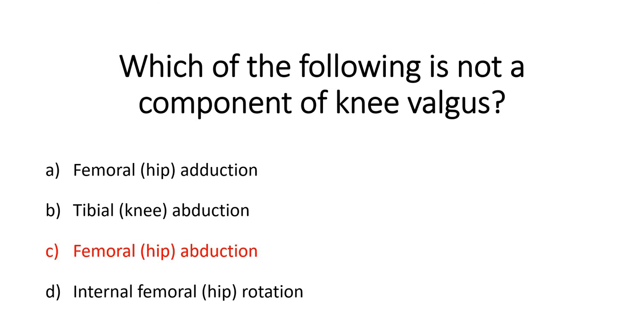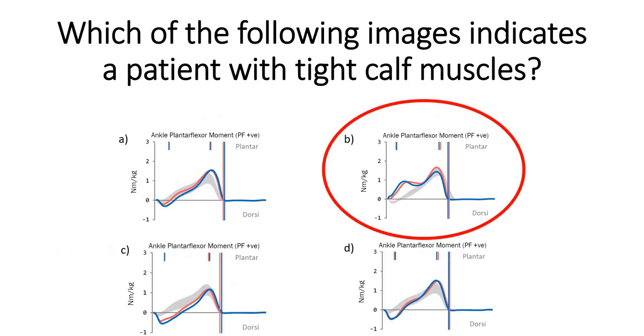Okay, which of the following images indicates a patient with tight calf muscles? The answer is B. The reason we would think this person perhaps has tight or restricted calf musculature is because of the initial peak that we see above the normative value on the graph, in this joint moment graph. So there is an excessive plantar flexion moment being produced there, more than we would expect.